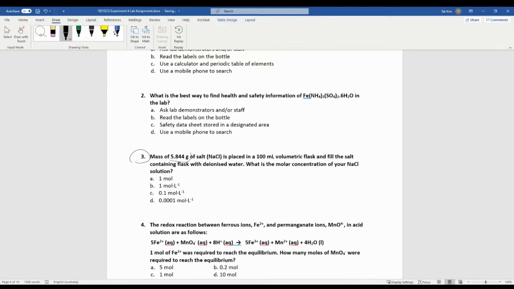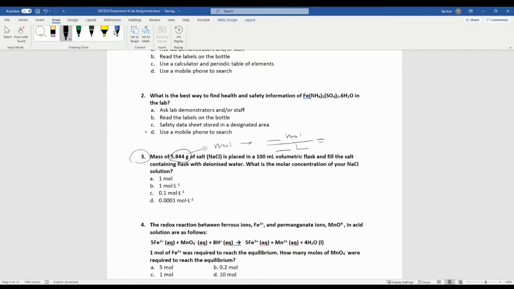You will just need to convert this into the number of moles. Once you find the number of moles, you will need to divide this number of moles by the volume in liters.